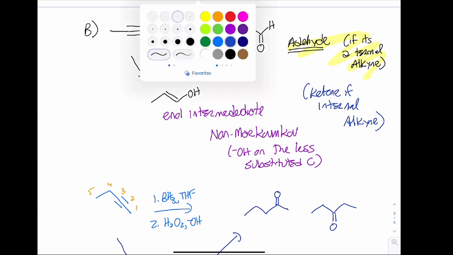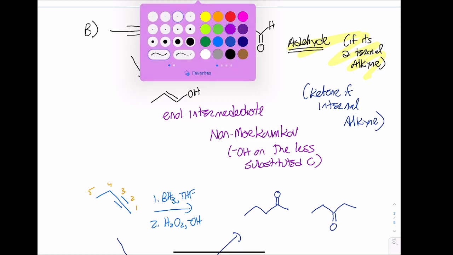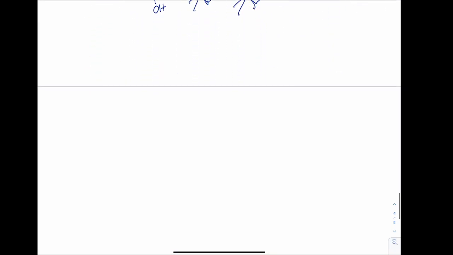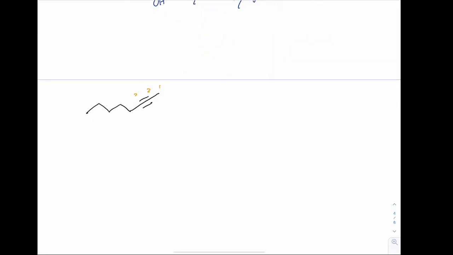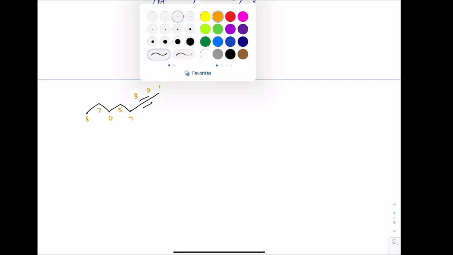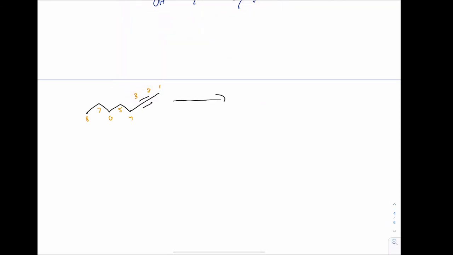So if I gave you just another example for us. And then I always have to number my carbons because I lose them. 1, 2, 3, 4, 5, 6, 7, 8. And I don't put anything on the line, but then I give you these products.